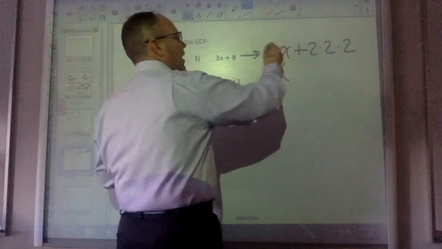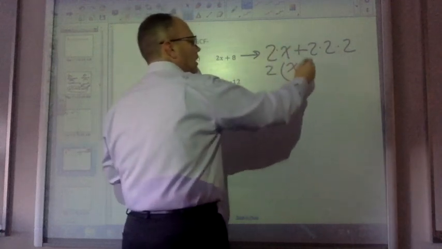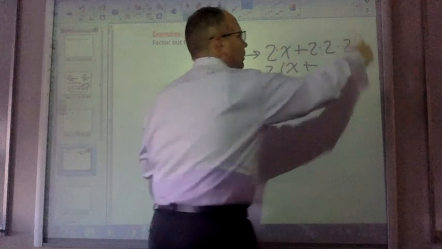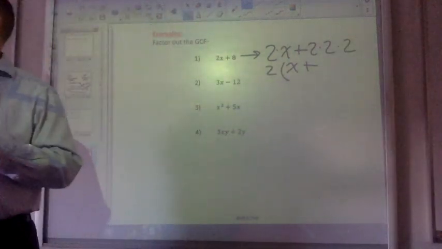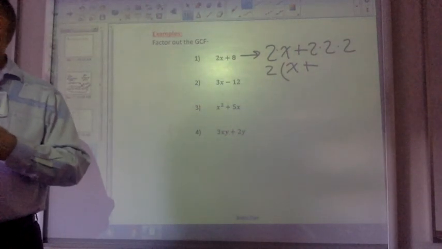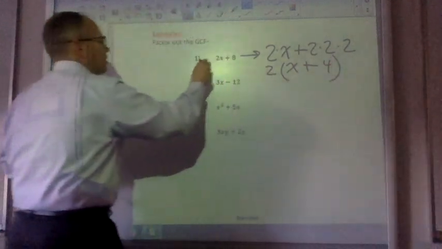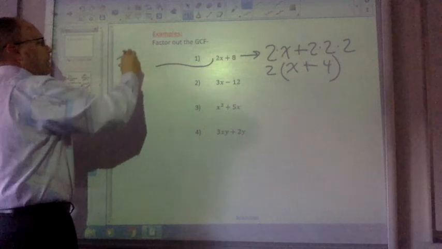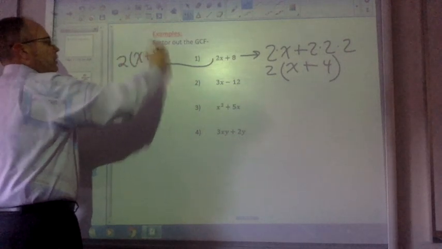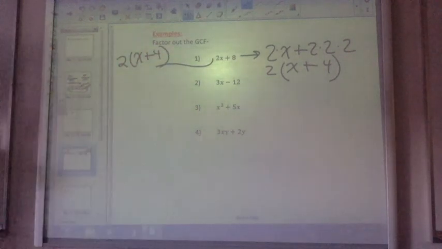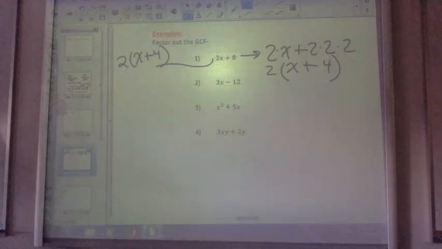So you could factor that 2 out. If you factor a 2 out of 2x, you're left with x. If you factor a 2 out of 2 times 2 times 2, that leaves you just 2 times 2, which is 4. Okay, so this problem is this factored out. I've just undone the multiplication that would have gotten there. Okay, if I redistribute over, I'd get 2 times x, which is 2x, great, and then 2 times 4, which is 8.